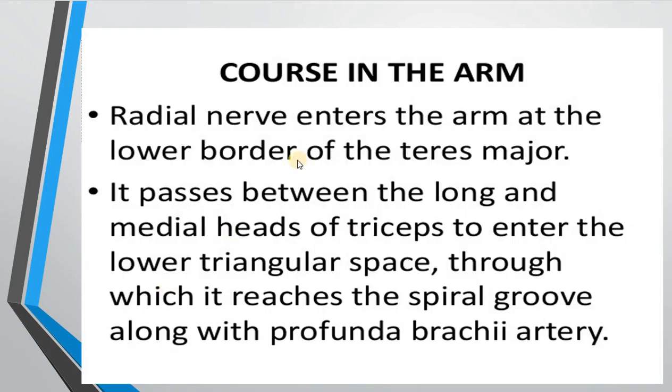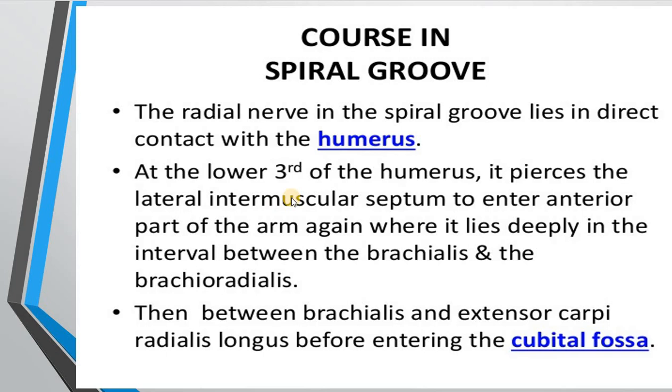The course in the arm. The radial nerve enters the arm through the lower border of the teres major. It passes between the long head and the medial head of the triceps, as shown in the picture. Then it enters the lower triangular space and reaches the spiral groove along with the profunda brachii artery. Radial nerve at the level of the spiral groove has direct contact with the humerus bone.